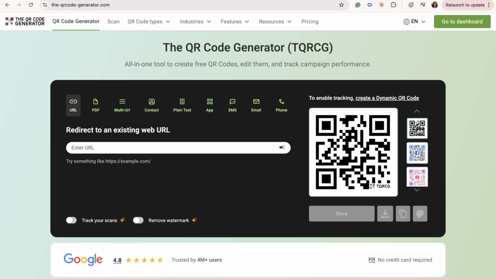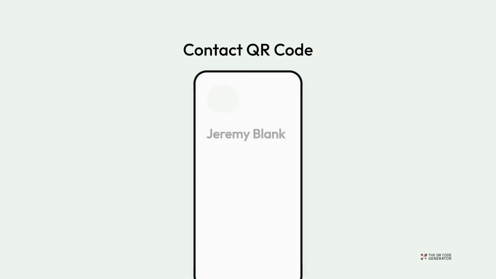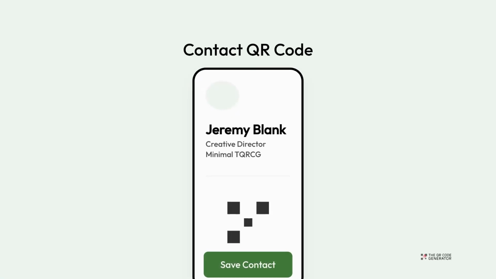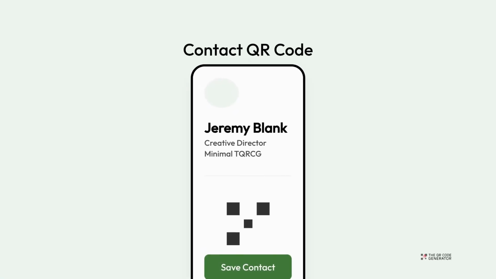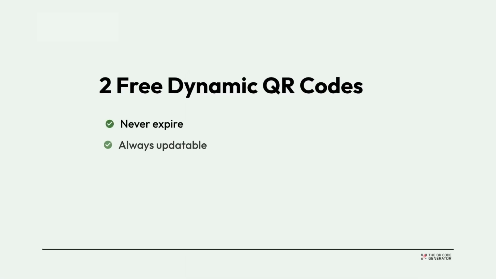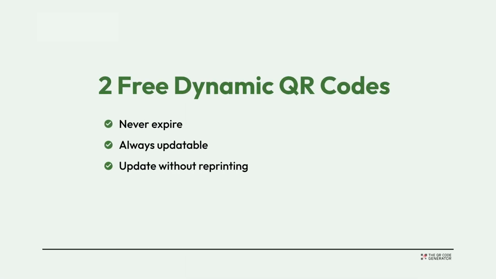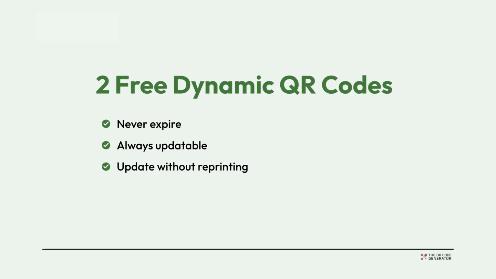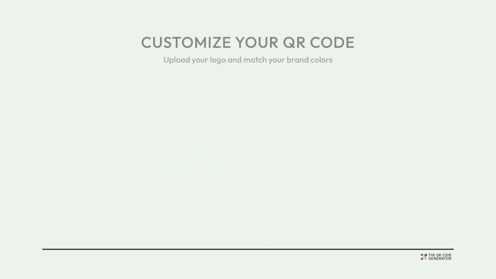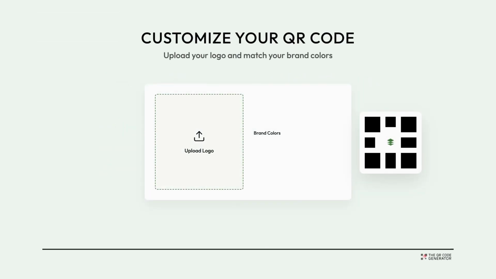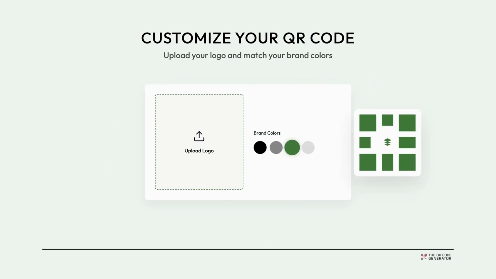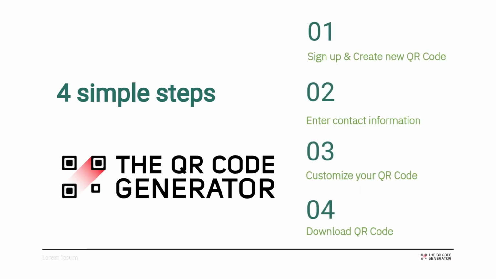For a QR code business card, we need to create a contact QR code. When someone scans it, their phone opens a contact card with all your details pre-filled. They just tap Save. TQRCG's free plan includes 2 dynamic QR codes that never expire, which means you get the ability to update your contact information without reprinting your cards, at no cost. You can also add your logo and brand colors to the QR code so it matches the rest of your card design. Here are the 4 steps we're going to walk through.